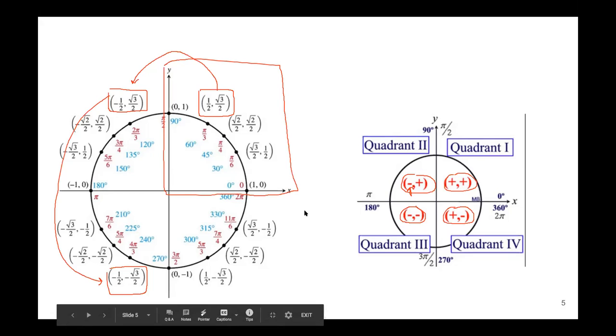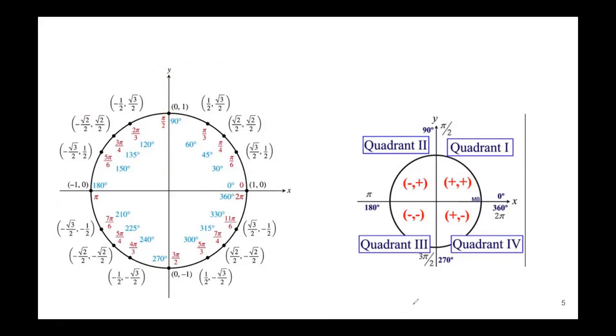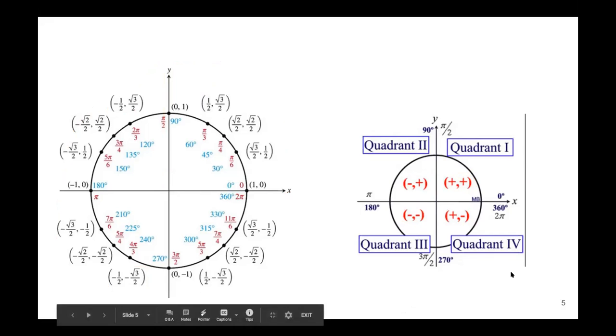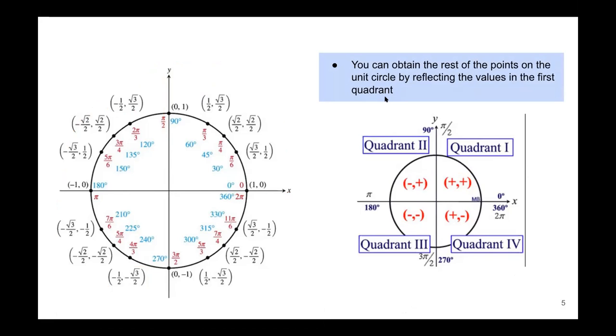Okay, so if there's no questions on this, I'm going to go ahead and clear my screen. And we're going to go ahead and finally apply these big ideas into something that we can use, or that could have helped us if we had this tool for the Khan Academy. And again, the big idea here was that you can obtain the rest of the points in the unit circle by simply reflecting the values in your first quadrant, kind of like a mirror. You reflect it over either the y-axis or the x-axis.